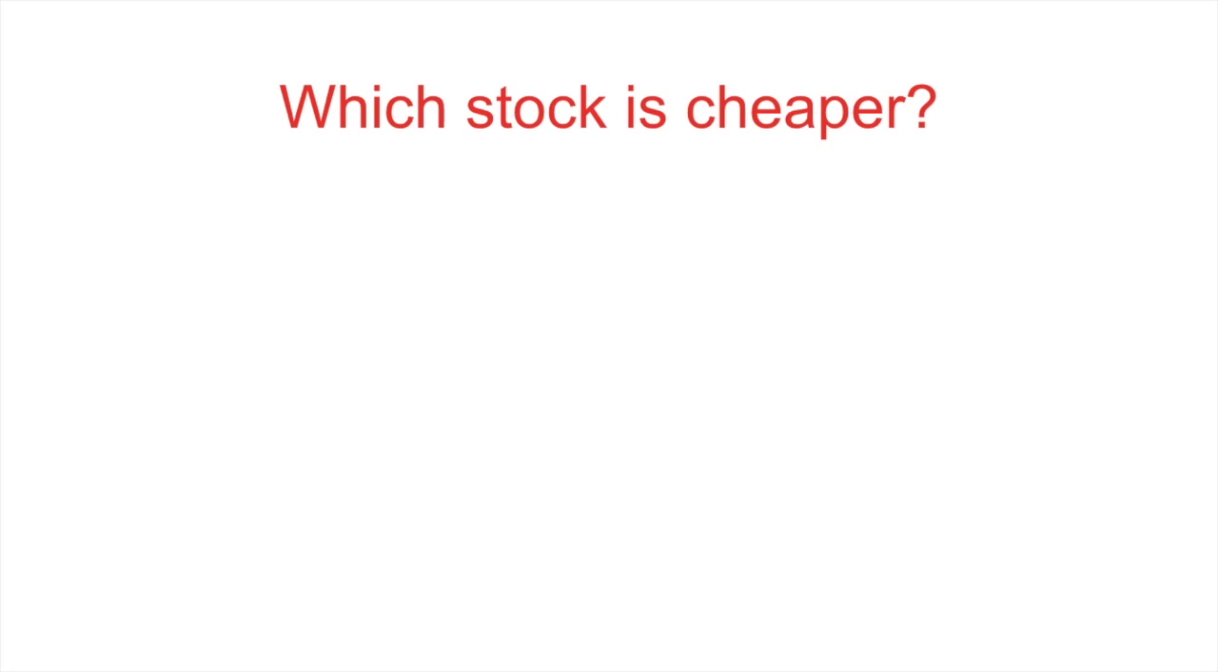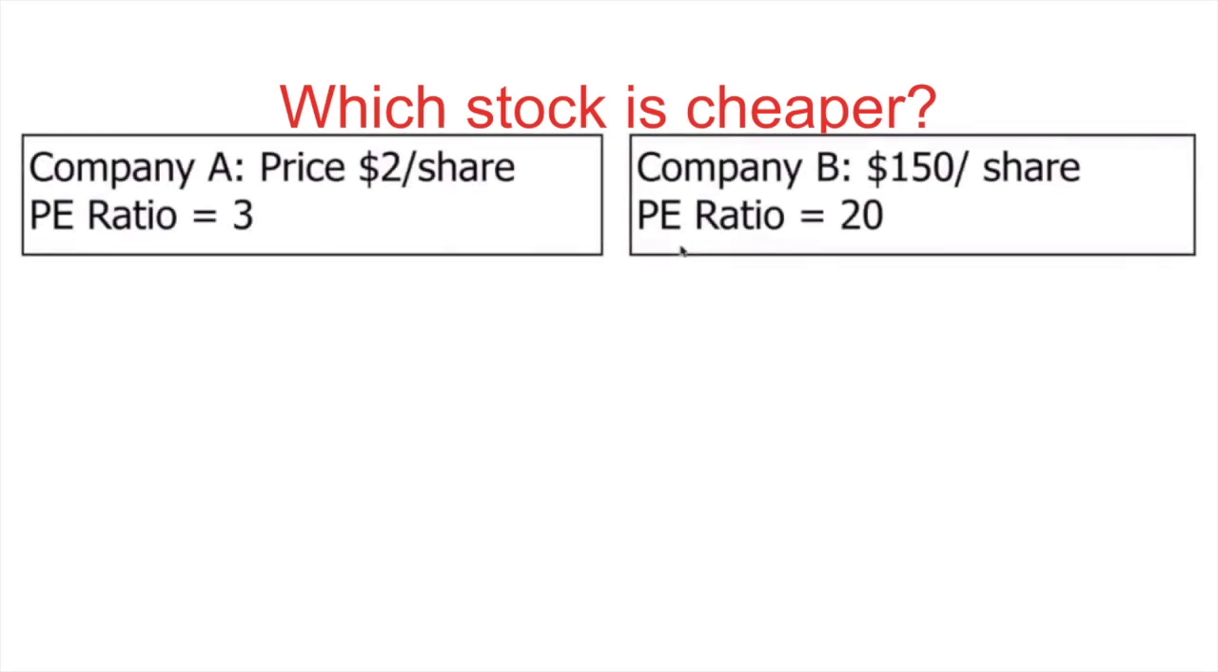Okay, now we have a little exercise. The question is, which of the following two stocks is cheaper? Company A has a PE ratio of 3 and company B has a PE ratio of 20. I'll give you a couple seconds. You can pause the video and try to figure it out. Okay, so which stock is cheaper?